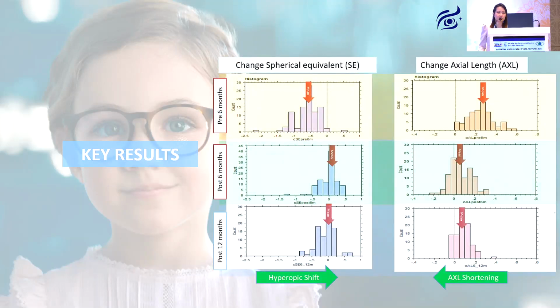If you look at the spherical equivalent change as well as the axial length change, there is a hyperopic shift, slowing down the rate of myopia progression. You can see that the mean spherical equivalent is shifted to the right side, and the change in axial length is shifted towards shortening once we add on the hot lenses on top of children who are already on low-dose atropine but have suboptimal progression.